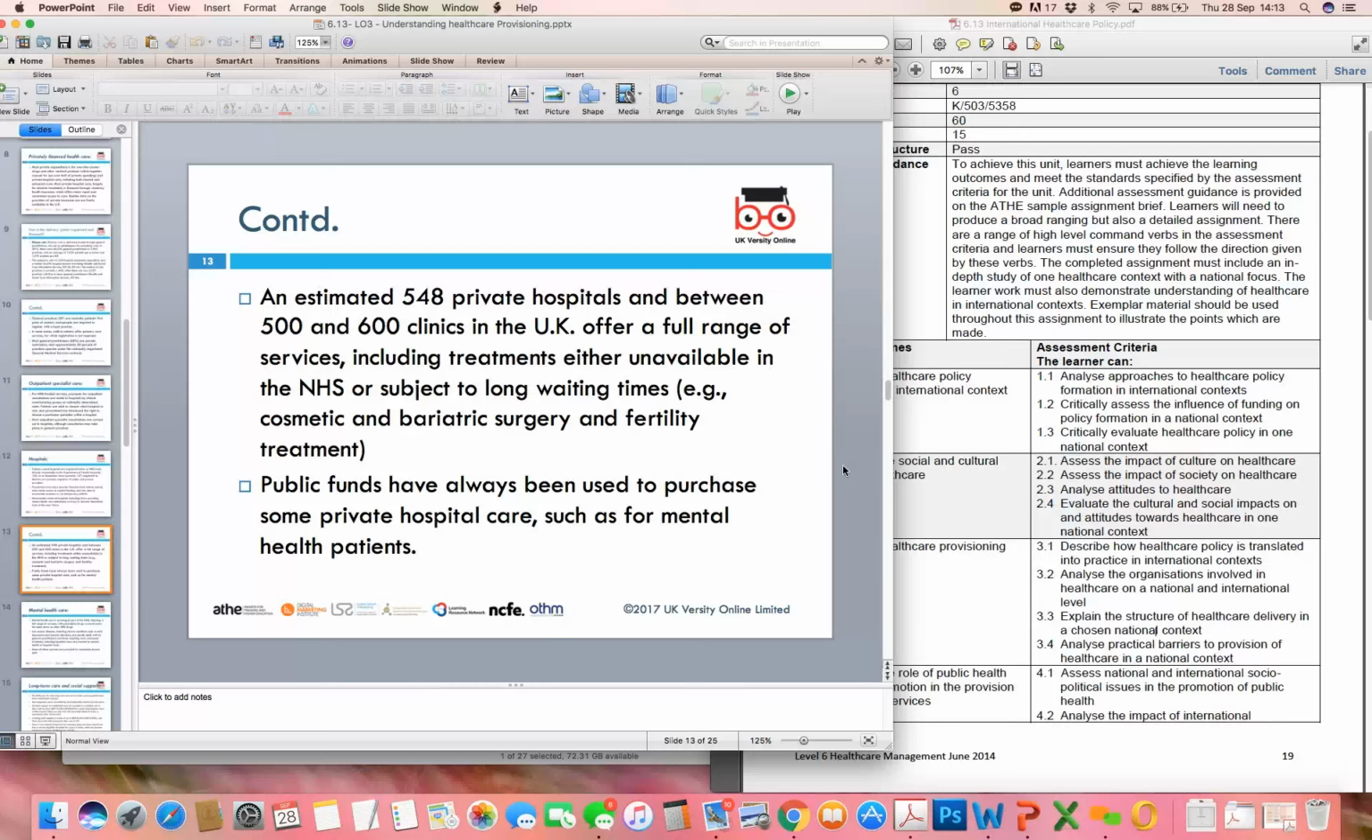And that has to be 100% paid for by the individual, because this is not considered primary health care, or providing primary health care. Is that okay? Do you see the difference?